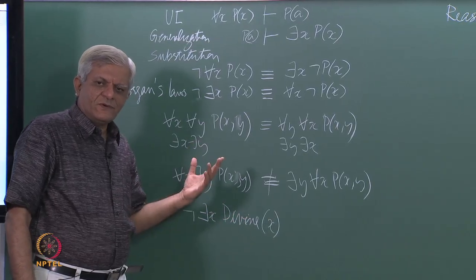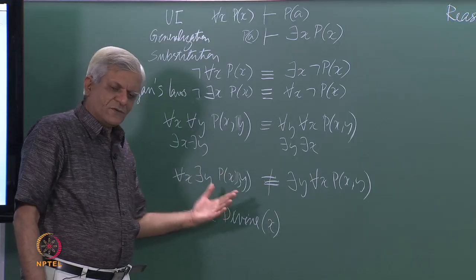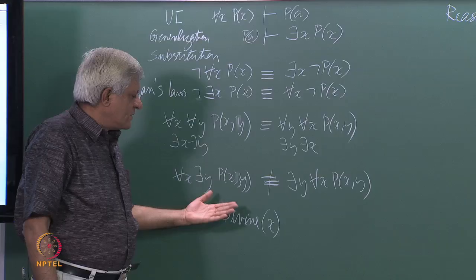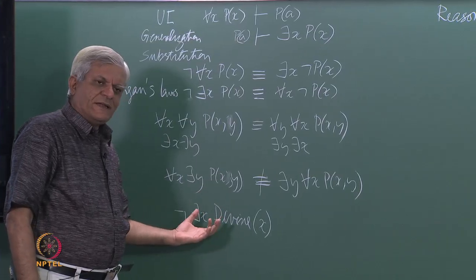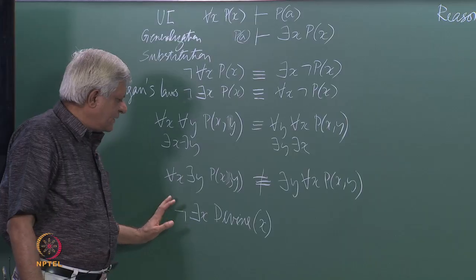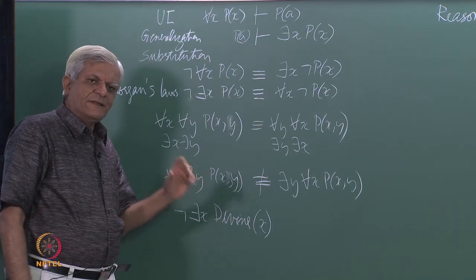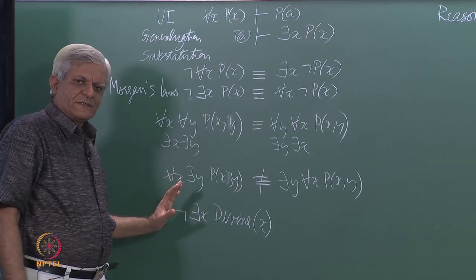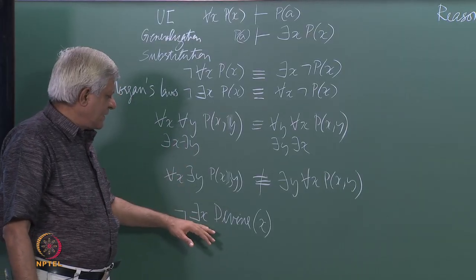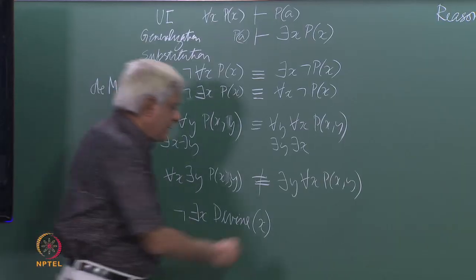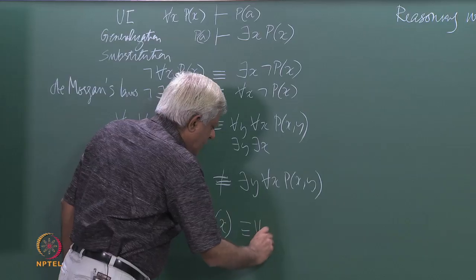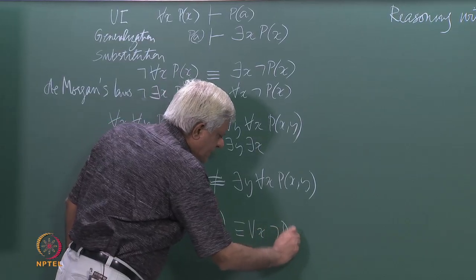So, the way to look, your answer is right. The way to understand that is to push the negation sign as much inside as possible and then look at what is the outermost quantifier essentially. So, if you push the negation sign inside, it would become equivalent to saying that for all x not divine x.